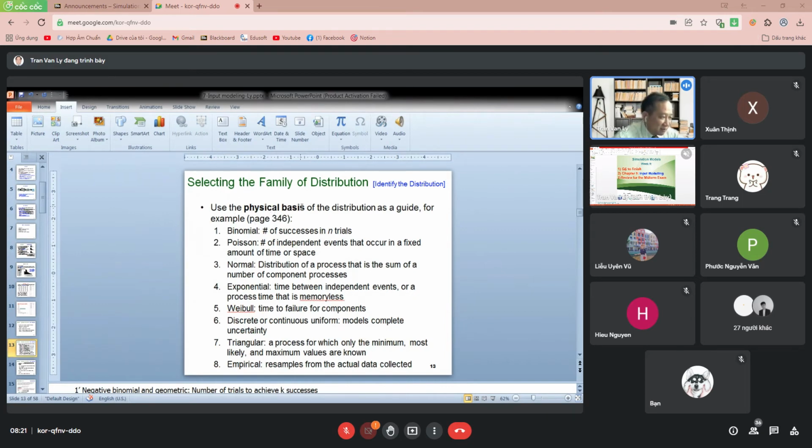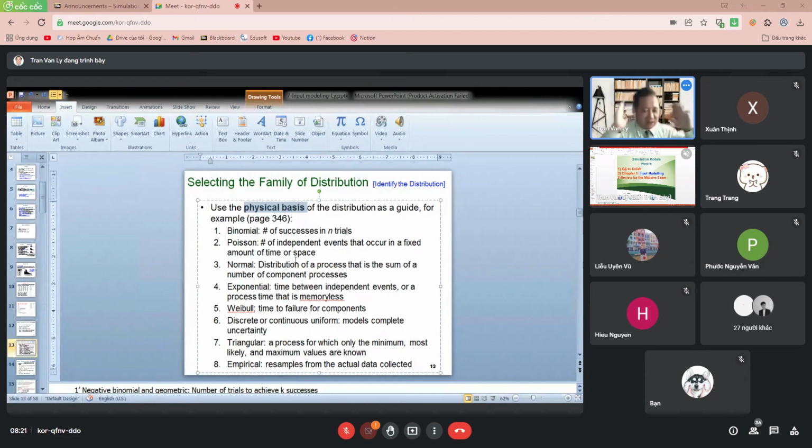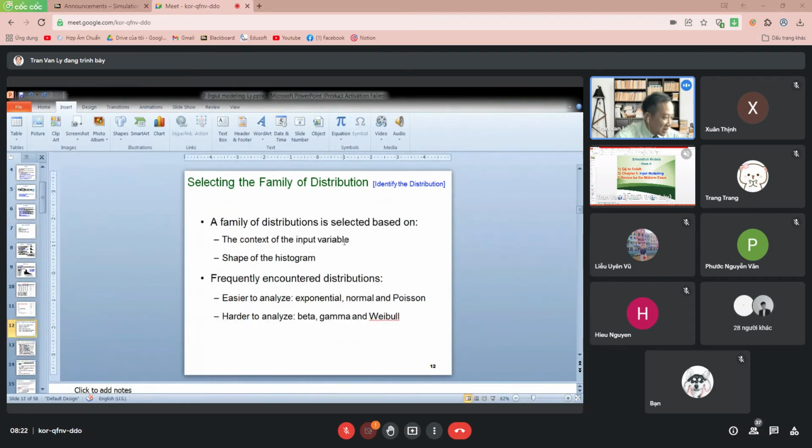The basic, the physical basics. This line is very important. It presents the physical basis case by case. For example, binomial: you want to identify the number of successes in n trials. It's the nature, the context here. We call it physical basis.